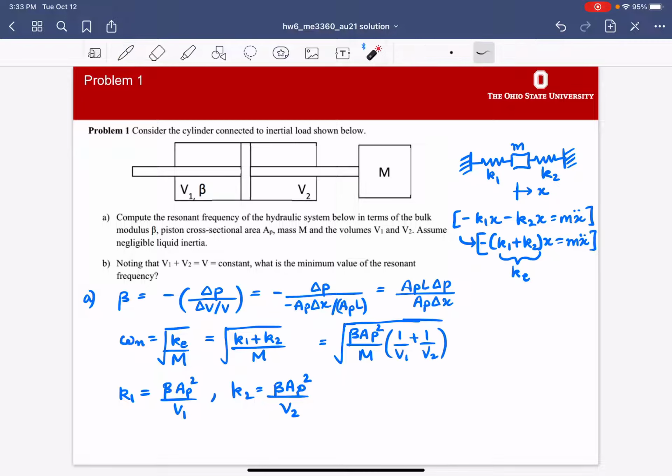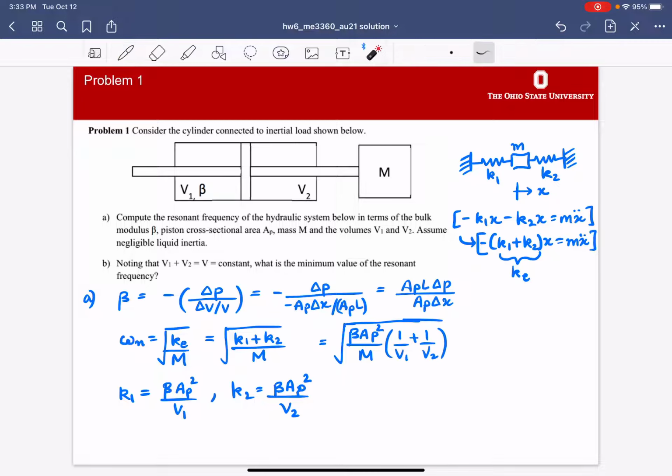Let's move on to part B now. For part B, they're asking what would be the minimum value of the resonant frequency. So how can we find that? We can find that by differentiating the expression for our natural frequency with respect to one of the volumes. So first of all, we are going to write down an expression for the natural frequency in terms of just one variable, and let's pick that to be V1.